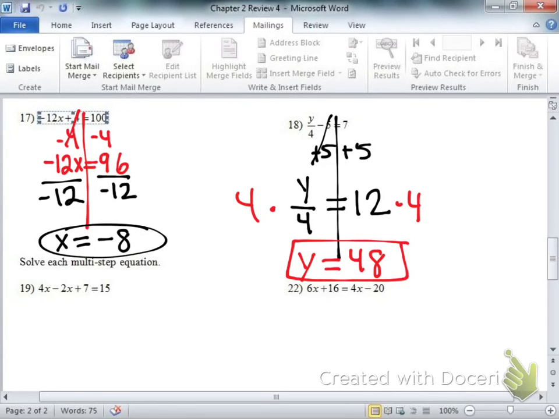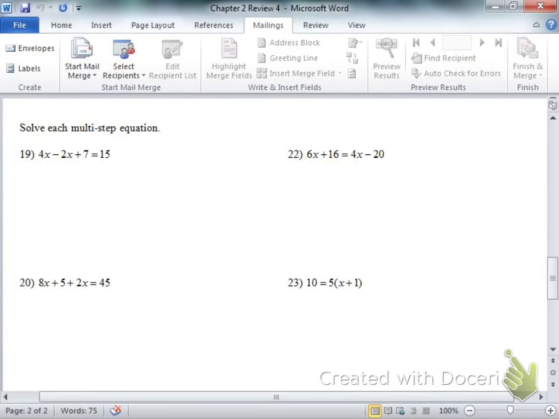Raise your hand if you need any more explanation on those first 2 on the back. All right, number 19 starts our multi-step equations. Multi-step equations are just like two-step equations, except you have to do one additional step. If the variables are on the same side of the equal sign, you're just going to combine like terms. If they're on different sides of the equal sign, you're going to pick on the little guy and move it over to the big guy. Or if there's parentheses, you're going to distribute. So those are the 3 options to start multi-step equations.